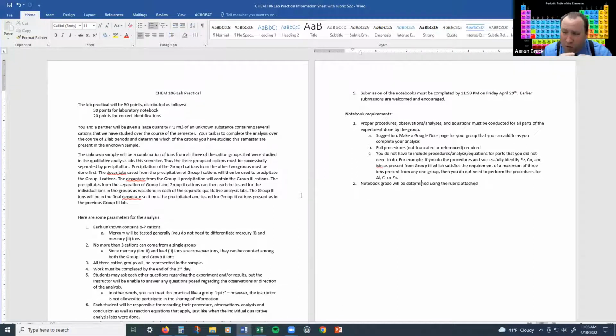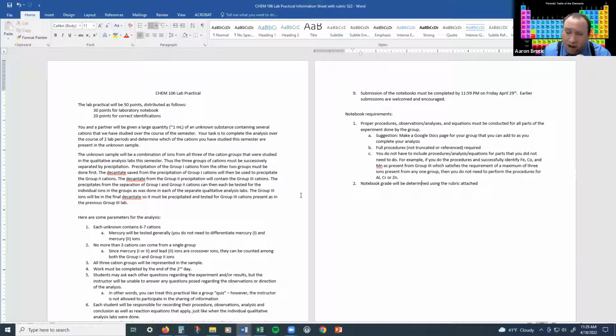As far as how those ions will be distributed, no more than 3 ions can come from a single group. So in that discussion, that means that mercury and lead are actually crossovers because they're both of the group 1 and the group 2 analysis. And so we're going to treat them as such, meaning if you find lead, it would count as a group 1 and a group 2 ion. If you find mercury, it will count as a group 1 and a group 2 ion. And there can be no more than 3 of those ions in any sample.